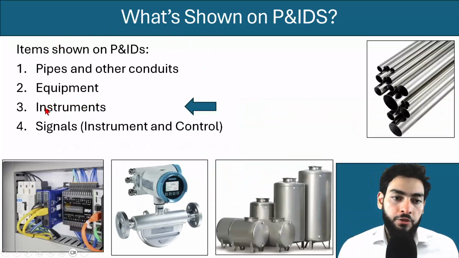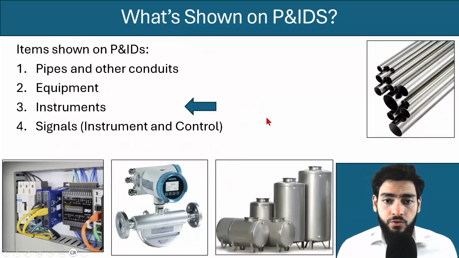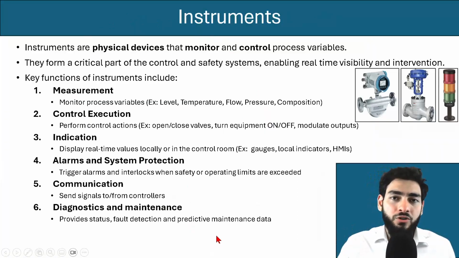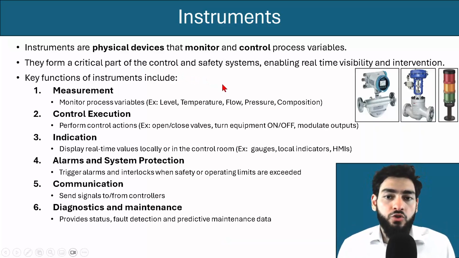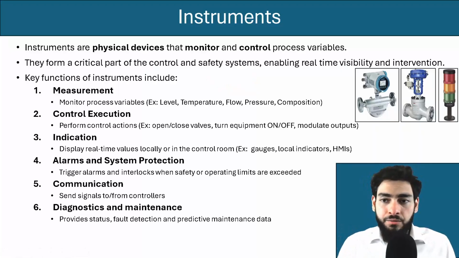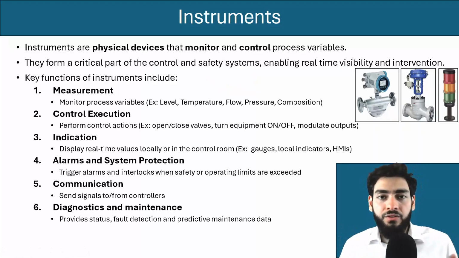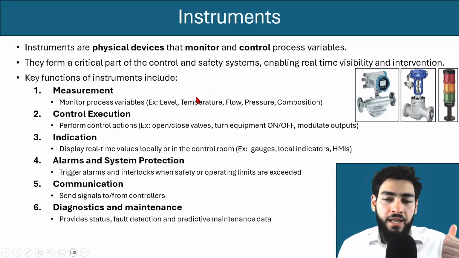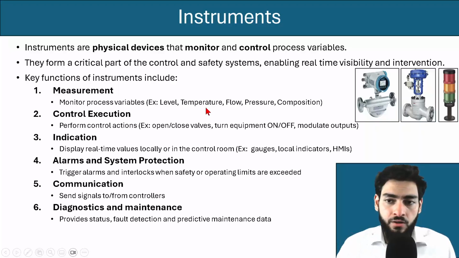Now, the third category is instruments. Instruments are the physical devices that monitor and control your process. They form a critical part of the control and safety system. They allow you to have real-time visibility and allow you to intervene in your process. Key functions of instruments are that they measure process variables for you, whether it's level, temperature, flow, pressure, composition, etc. Over here, this is an image of a flow transmitter.